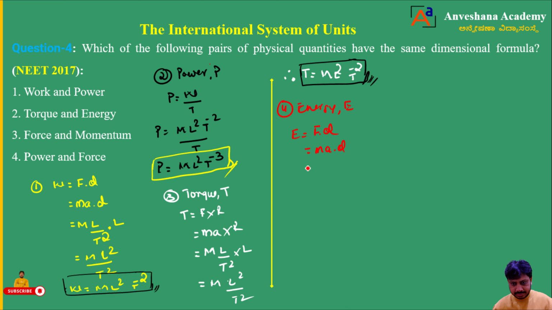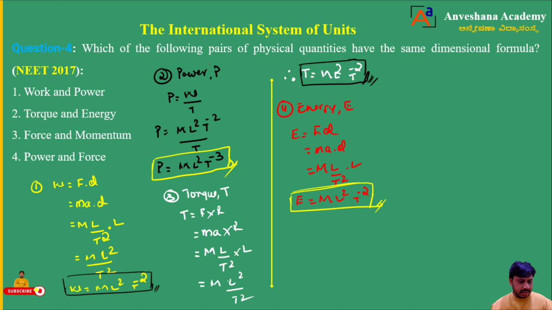What is the fundamental quantity for M? I will write it here, M. Then A is nothing but meter per second square, that is L divided by T to the power of 2, into L square. So therefore E is equal to M L square T to the power of minus 2, dear students. This is the dimensional formula for the energy. Okay, dear students, this is energy.